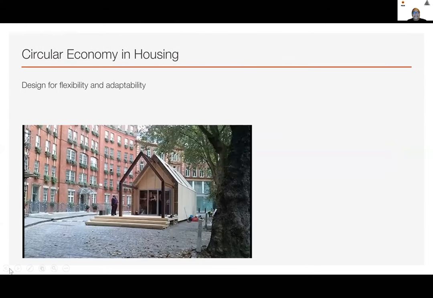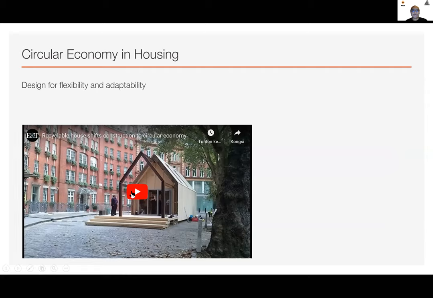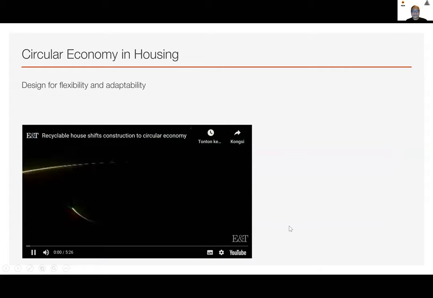Okay, this is designed for flexibility and adaptability. It's a recyclable house shift construction by Arup Design. I think it's good for you to listen about this because the prototype was already built in London. Let's just watch this.